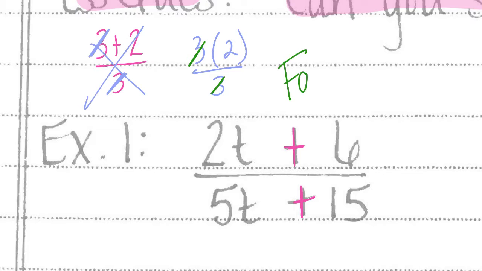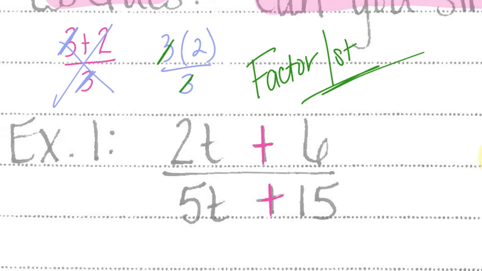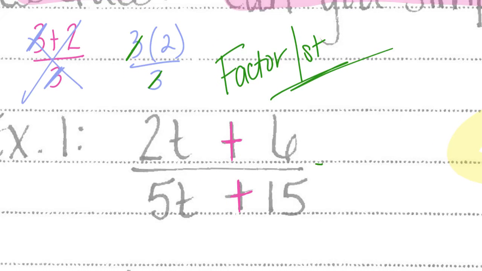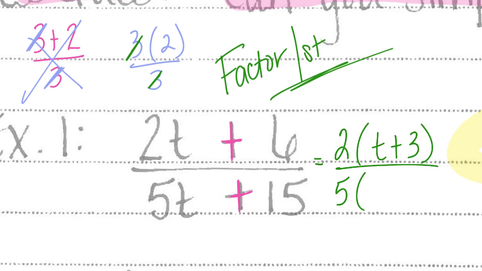And this is why we have to factor first, because when we factor first, then we're all at this multiplication. So over here on the top, in the numerator, I can take out a 2, and I have t plus 3 left over. And on the bottom, I can take out a 5, and I have a t plus 3 left over. And even though you can't see the multiplication, well now you can because I put it in yellow, you know that 2 is being multiplied with t plus 3, and 5 is being multiplied with t plus 3. So when we reduce, my answer is 2 over 5.